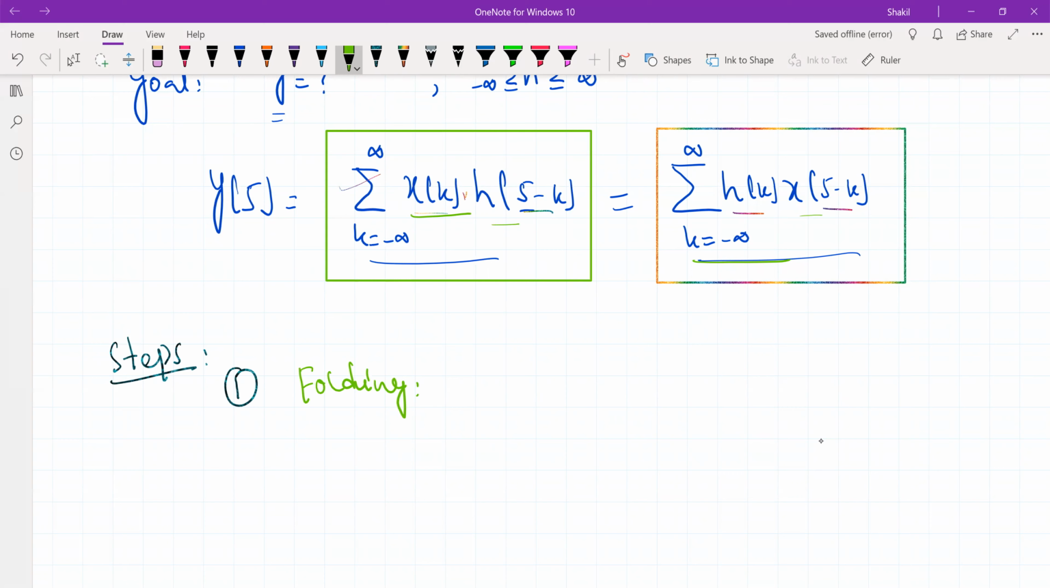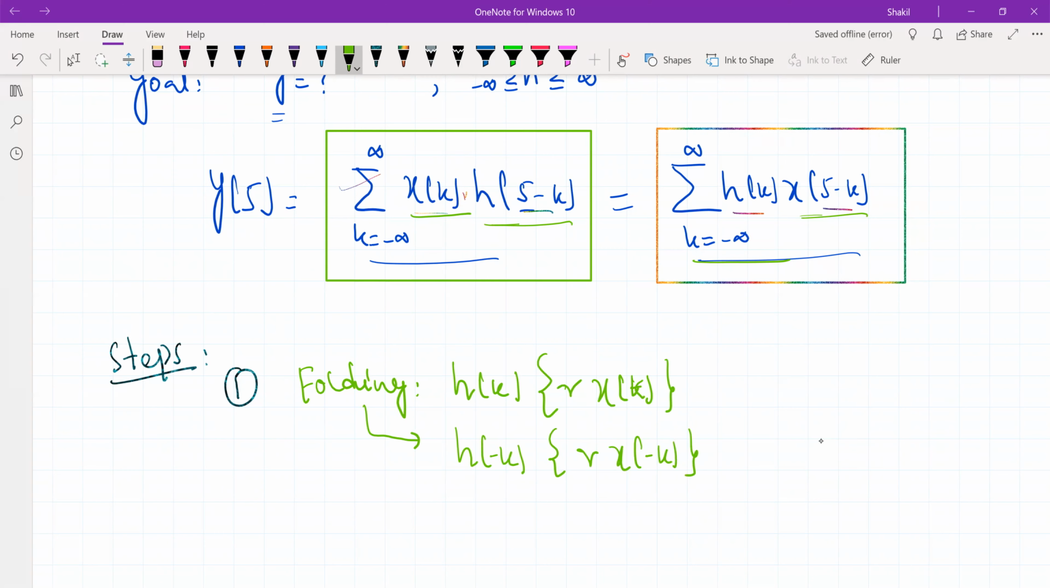So first you obtain h of k, or in the second formula, you obtain x of k. How do you do that? You replace n by k, and then you perform this folding operation on the h or x sequence. That means you replace k by minus k in h, or you replace k by minus k in x. So this is the first operation: you are folding the sequence, either h or x.